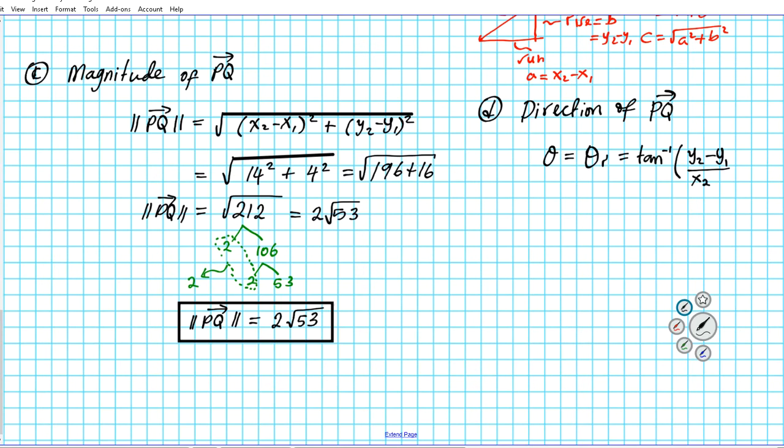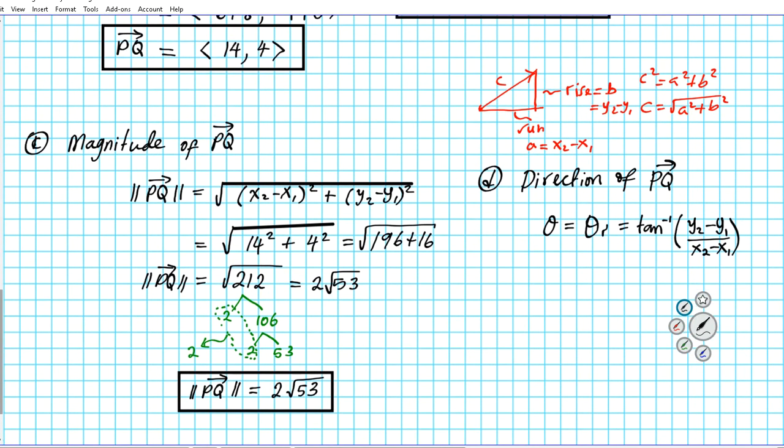Is the rise, and then the adjacent is the run. All right, so let's look at this triangle right here. So let's say this is theta in standard position. You can clearly see that the rise is the opposite, okay, and then the run is the adjacent. So which trig function relates adjacent, opposite, and the angle in SOHCAHTOA is tan.